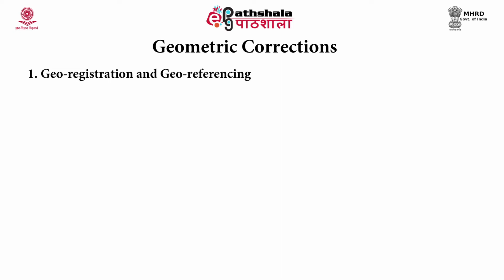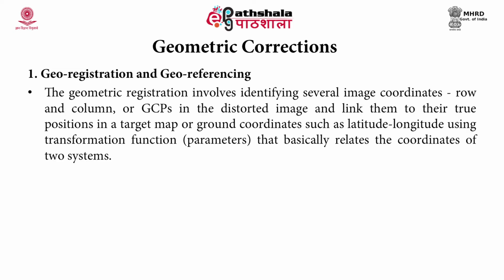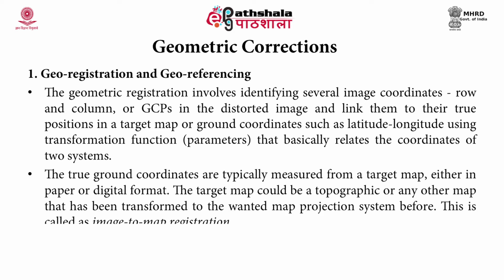The first step is georegistration and georeferencing. The geometric registration involves identifying several image coordinates, that is rows and columns, or GCPs, in the distorted image, and linking them to the true positions in a target map or ground coordinates such as latitude, longitude, using a transformation function that basically relates the coordinates of two systems. The true ground coordinates are typically measured from a target map either in paper or digital format. The target map could be a topographic or any other map that has been transformed to the wanted map projection system before. This is called image to map registration.